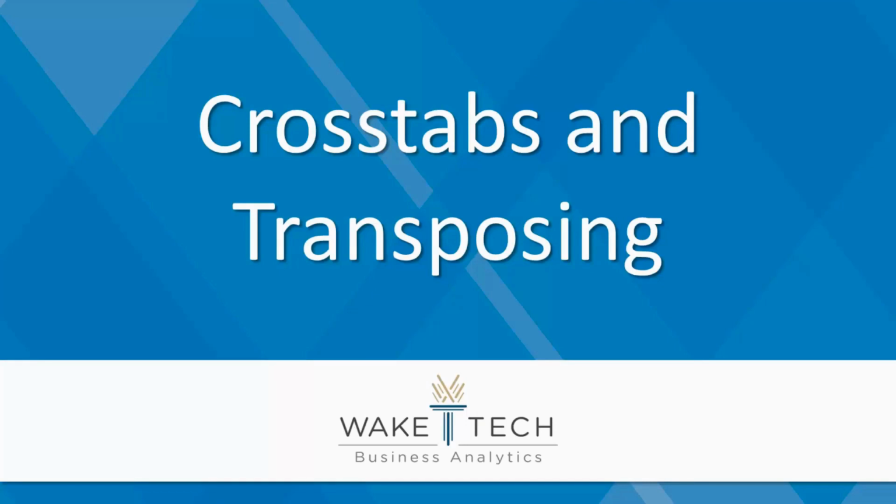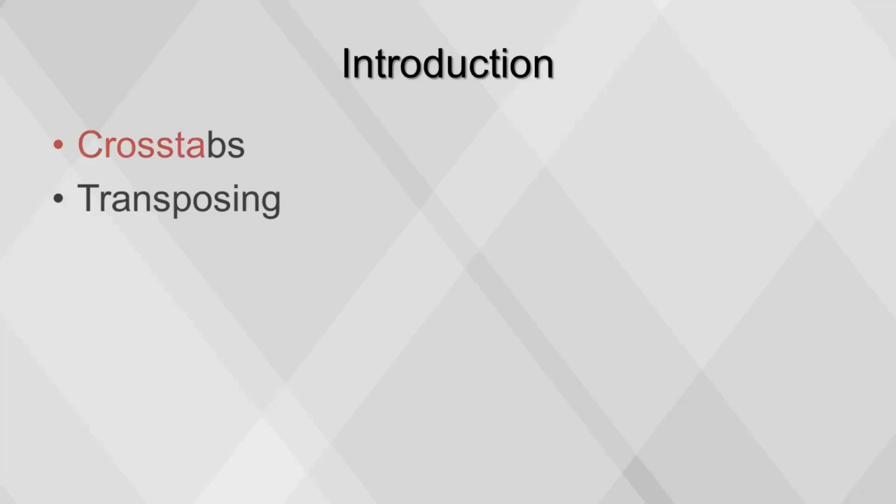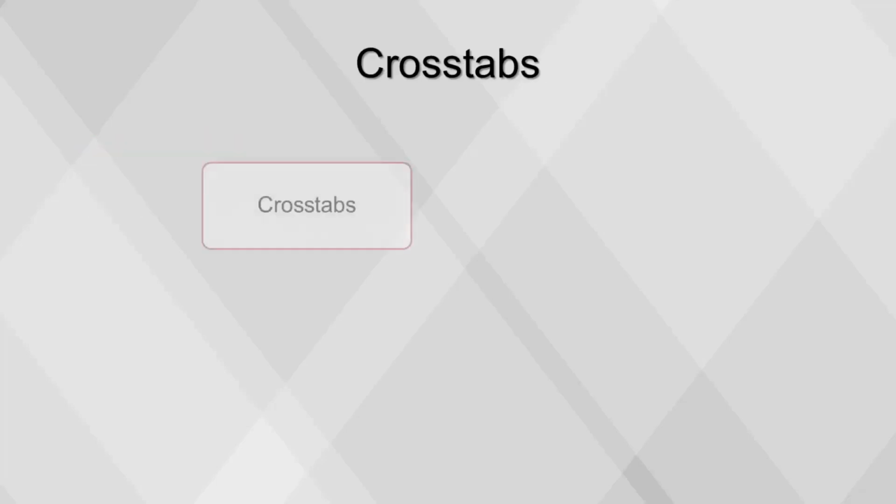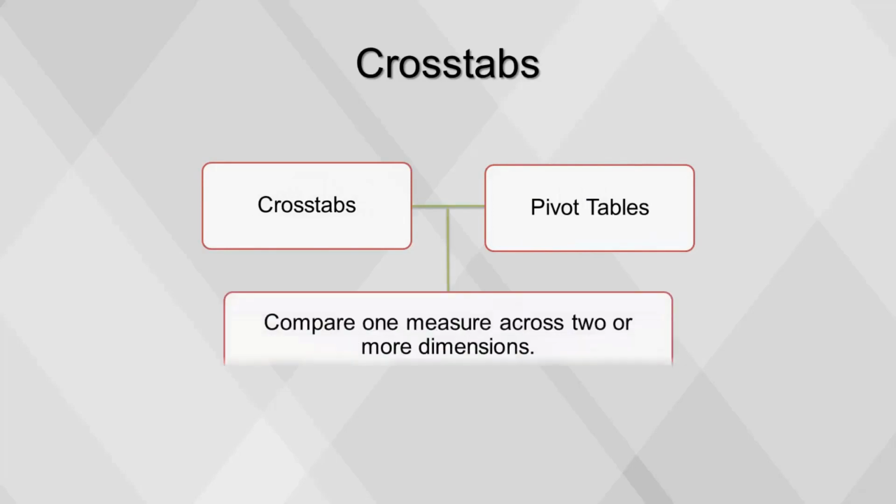This video will cover crosstabs and transposing. Crosstabs are also called pivot tables. They are used to compare one measure across two or more dimensions. One dimension will have its values transformed into columns, and the other dimensions will be aggregated. The visual result will be a table with fewer rows but more columns.